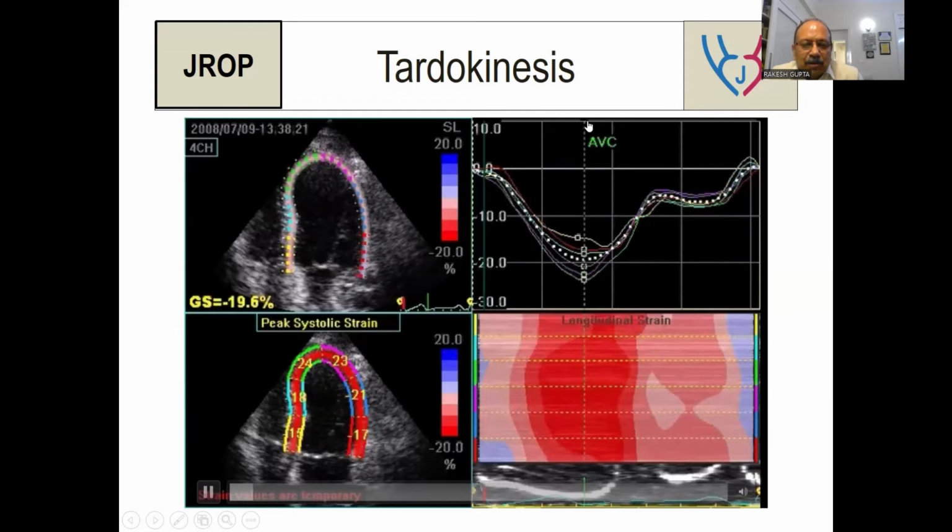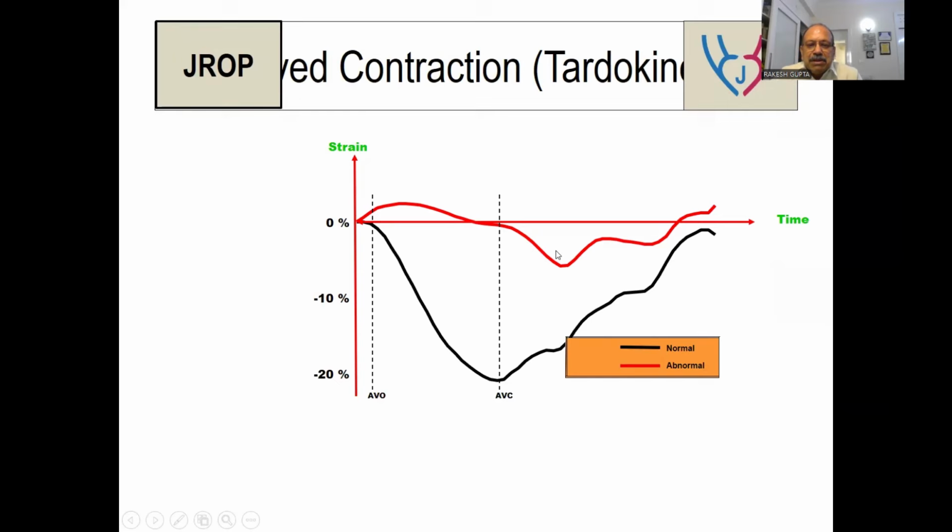And this is aortic valve closure. So all of the segments are thickening at the time of aortic valve closure. That is known as normal. And some segments may show delayed thickening later than the aortic valve closure. Look, this is the segment which first relaxes, then shows delayed contraction, that is suggestive of tardokinesis, and this is sometimes a marker for ischemia. Look, this segment has contracted before aortic valve closure.